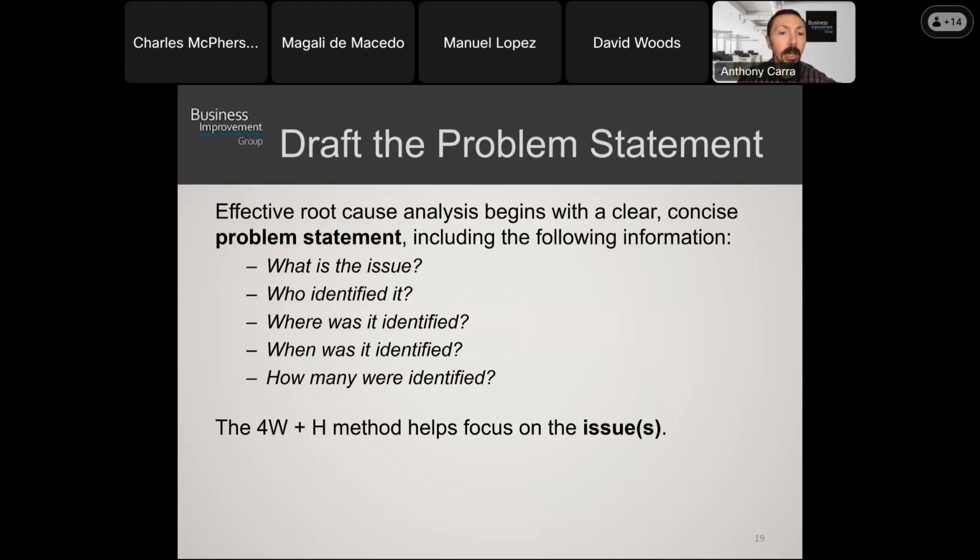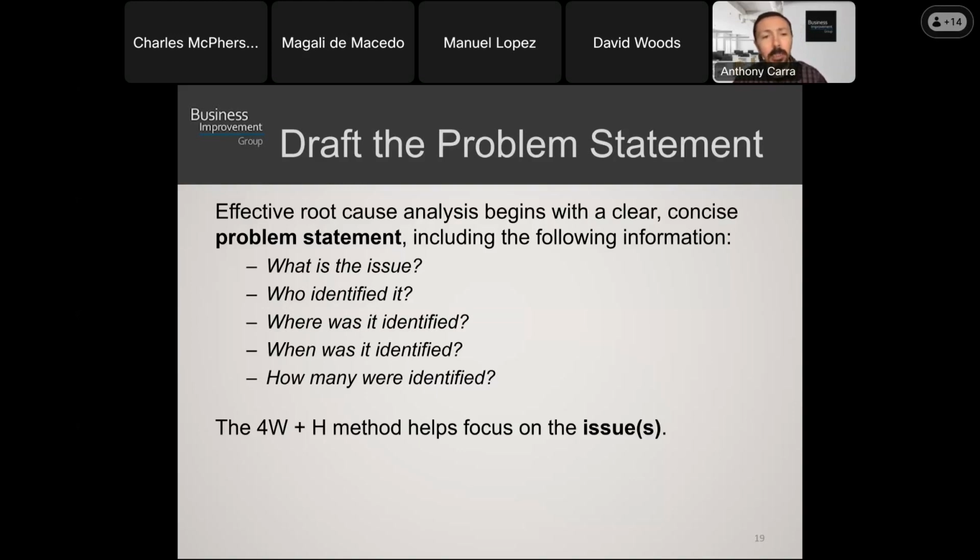Where was it identified? Where could be anywhere. Where could be physically, where geographically. It could be physically where in your plant. It could be where in the process. It could be where in your system. Was it in Agile or was it in TrackWise? Use some liberties there, but try to point the investigator, give them some clues as far as where this problem was identified, and when was it identified.